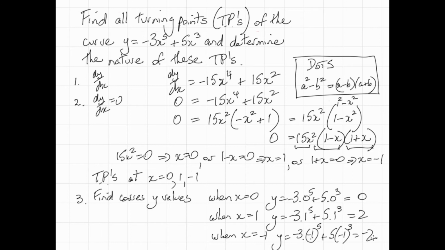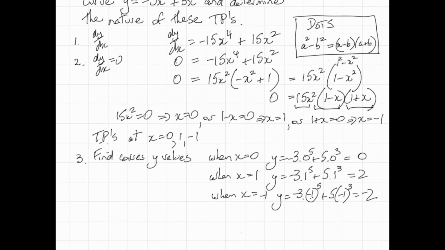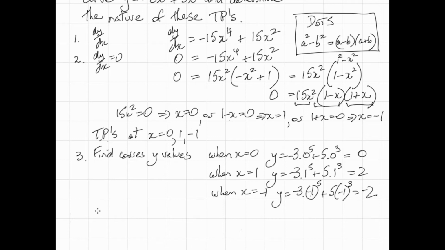Alright, so we've got our y values. So turning points: up above we've actually worked out what the x values are, but now we've got the y values of the turning points at 0, 0, 1, 2, and negative 1, negative 2. So they are my 3 turning points.